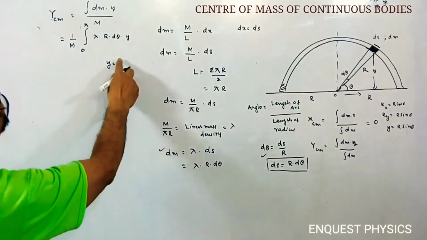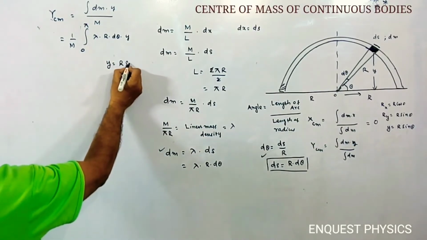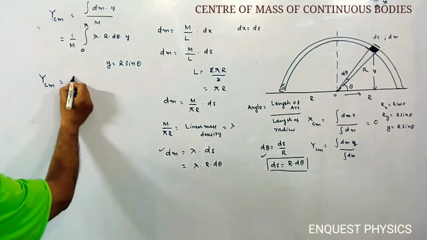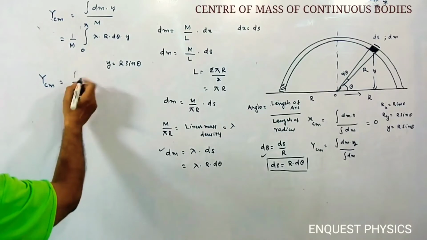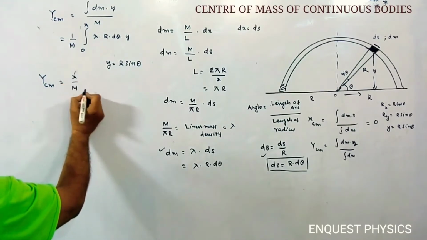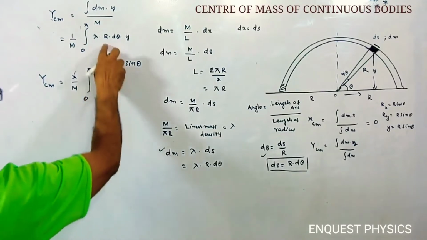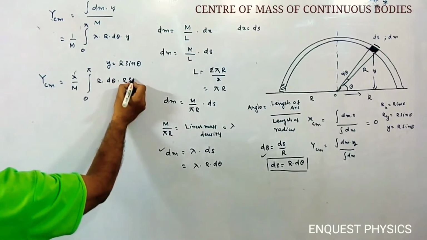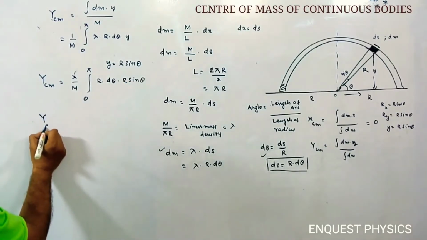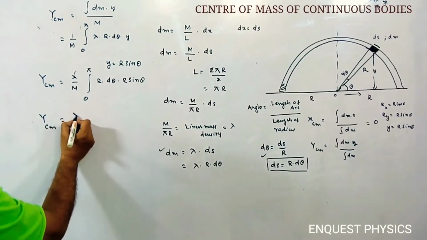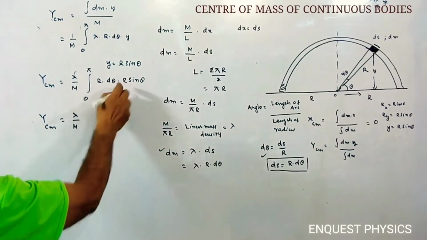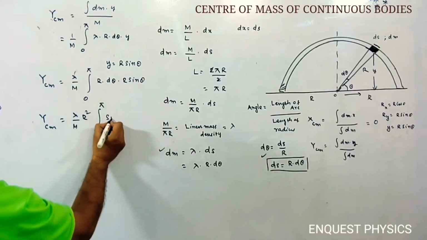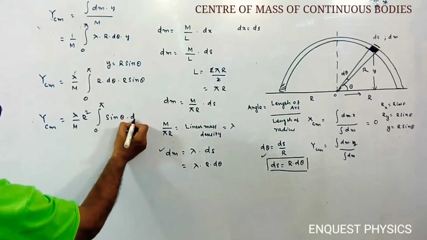See, students, we got the value of y is equal to r sin theta. Now we are substituting the values in. YCM is equal to lambda by m, integral from 0 to pi, r d theta into r sin theta. Then it can be written as YCM is equal to lambda by m r squared, since these are constants, under the limit 0 to pi, sin theta d theta.